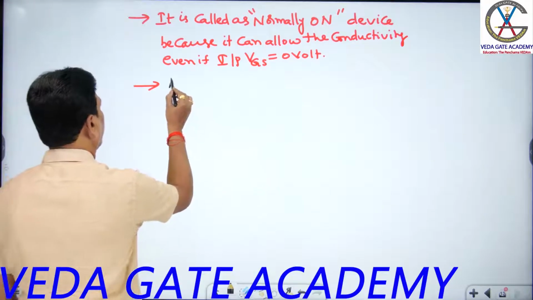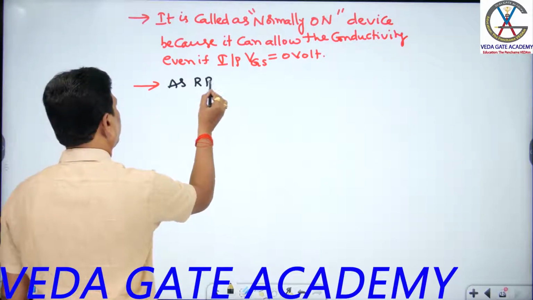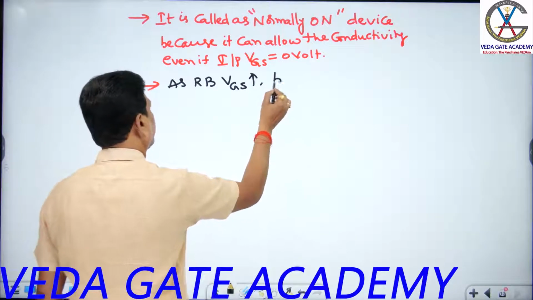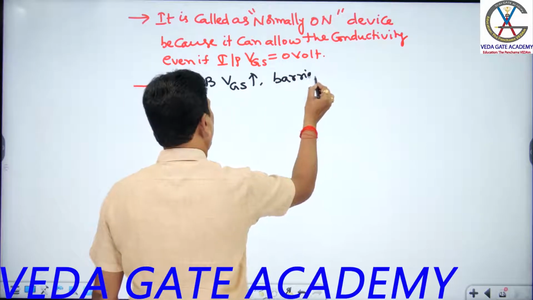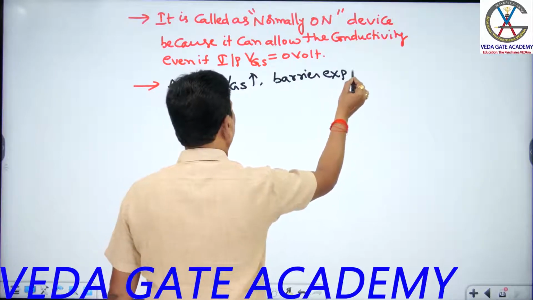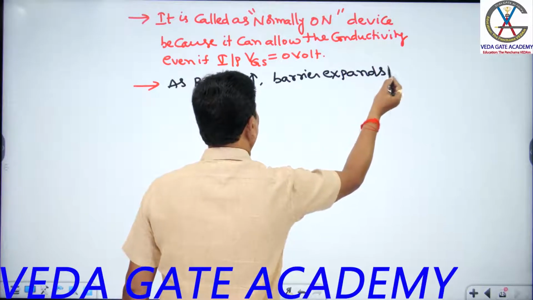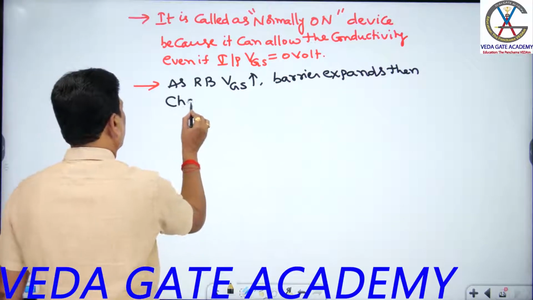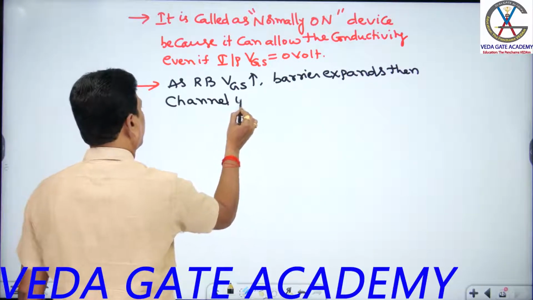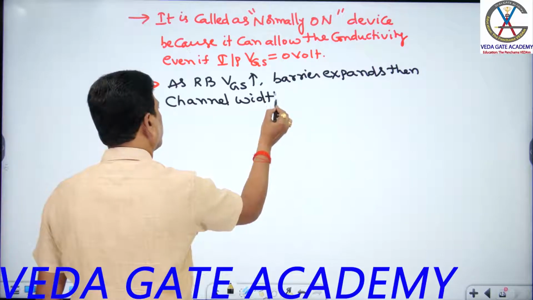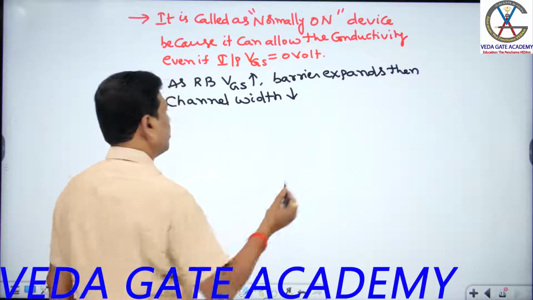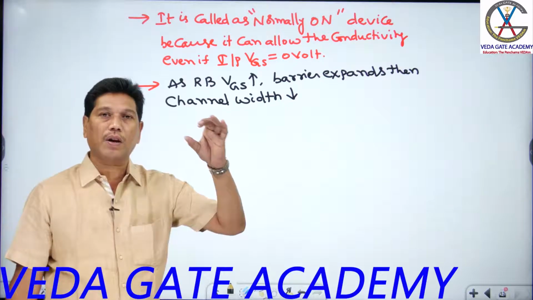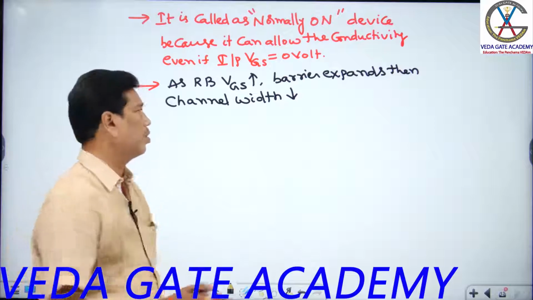What I told you: as reverse bias VGS increases, the barrier expands on each side, then channel width decreases. Confirm now, students. Channel width decreases means the drifting of carriers is reduced, even the drain potential causing the same repulsive force, you know.